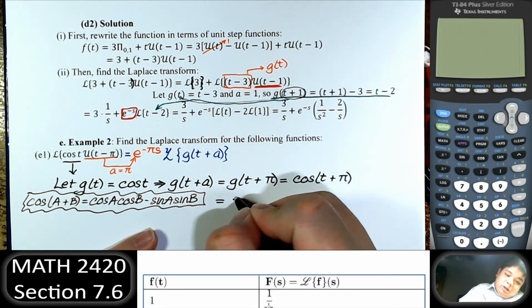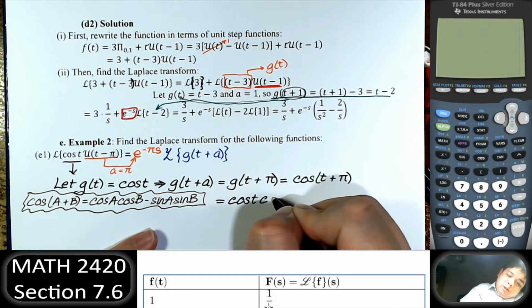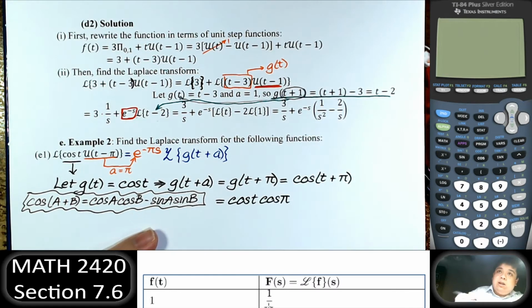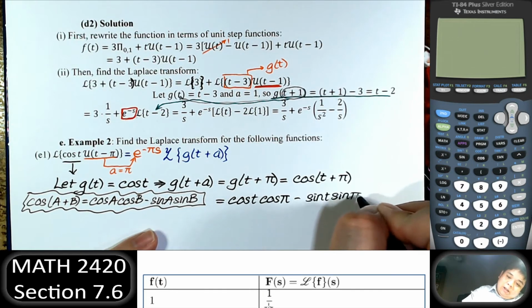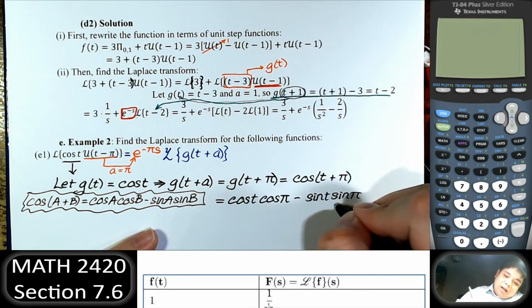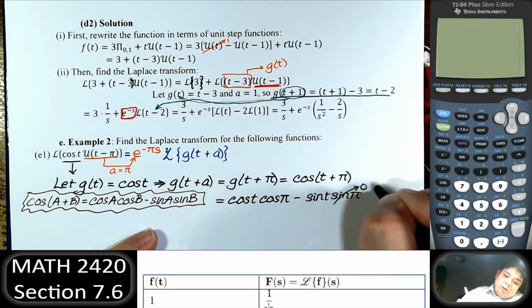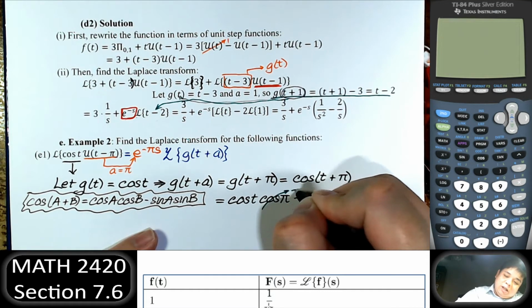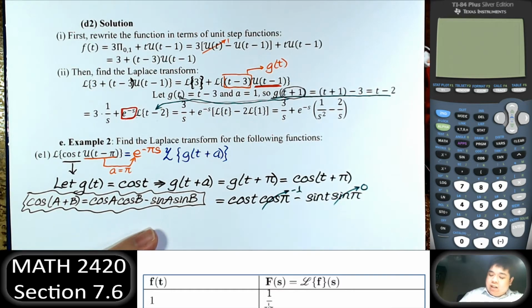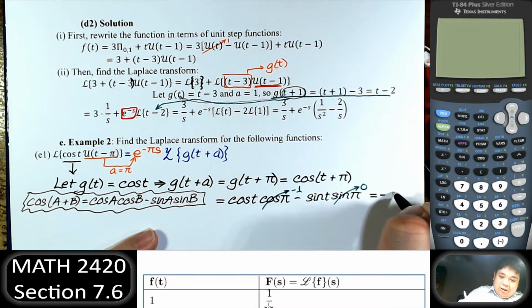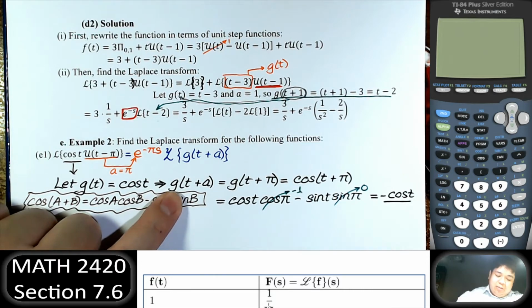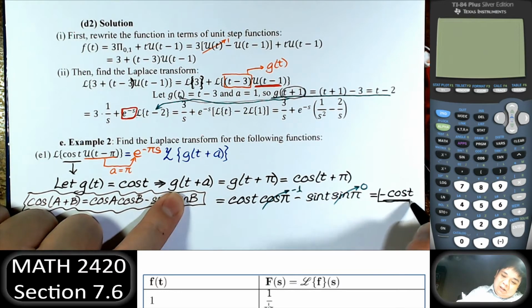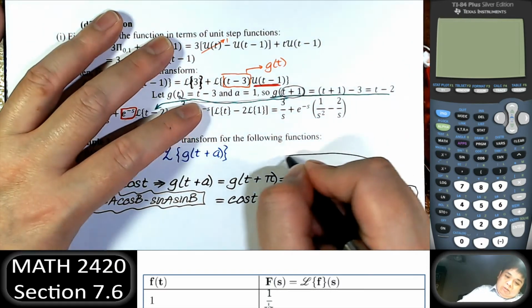So we continue with cosine of t, cosine of pi minus sine of t, sine of pi. Now sine of pi is equal to 0, cosine of pi is negative 1. So all of that equals negative cosine t. So negative cosine of t is equal to g of t plus a. And we will substitute into that.